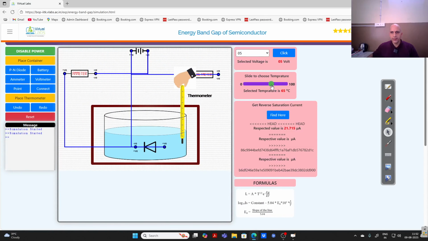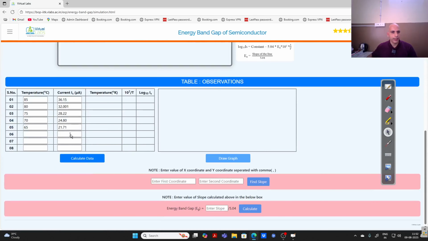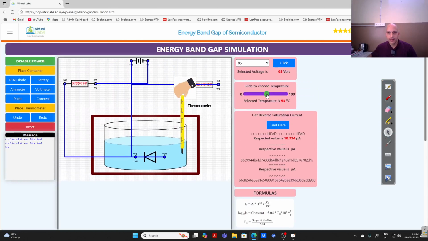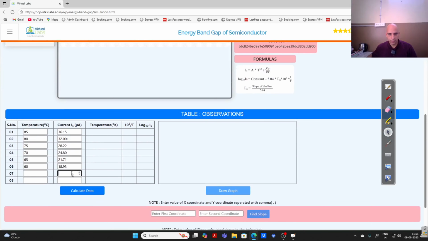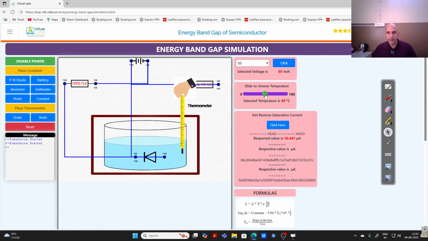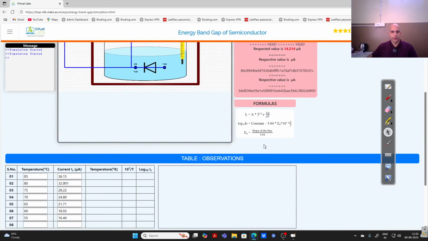Then at temperature 60, I find 18.93. Then at 55, it is 16.44, and the temperature is 55. Then at 50, it is 14.21.